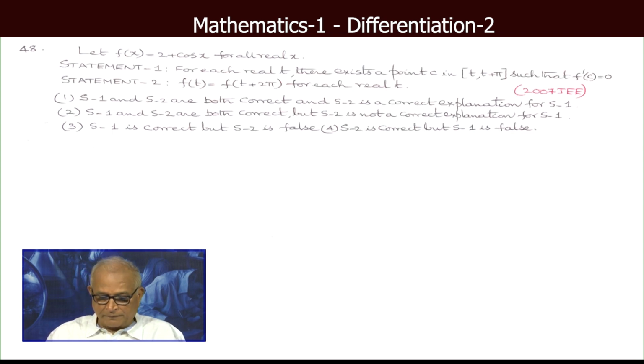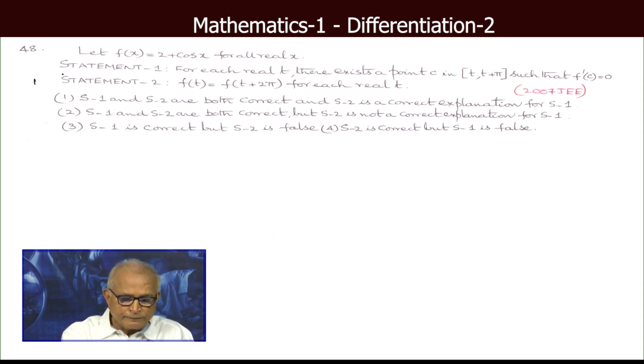Okay, next, 48. f(x) equal to 2 plus cos x for all real x. Statement 1: For each real t, there exists a point c in the closed interval [t, t plus pi] such that f dash at c equal to 0. Statement 2: f of t equal to f of t plus 2 pi for each real t. Statement 2 is evidently true.